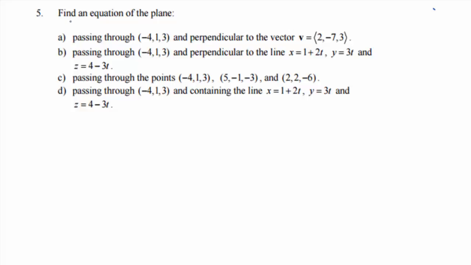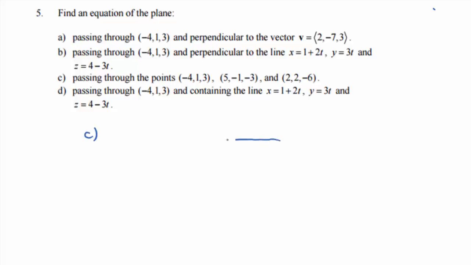We want to find the equation, or an equation, of the plane that passes through these 3 points: (-4, 1, 3), (5, -1, -3), and (2, 2, -6). So here's the thing. We're doing part C.